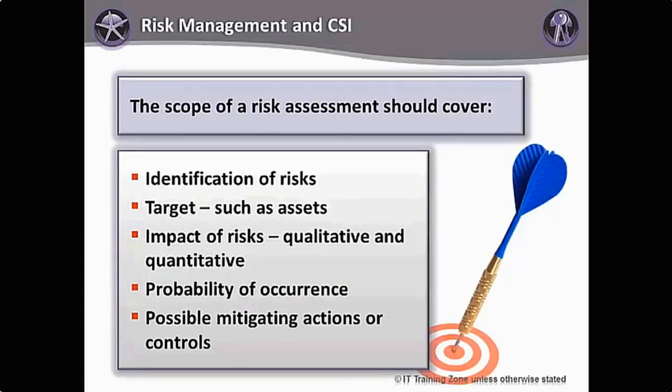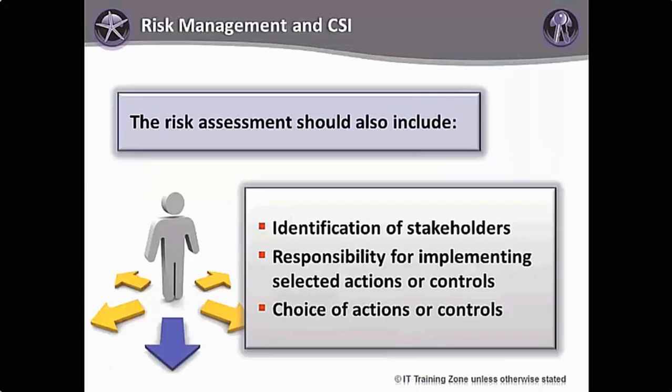The scope of a risk assessment should cover identification of risks, including threats and vulnerabilities, target, such as the assets under threat, impact of risks, from a qualitative and quantitative perspective, probability of occurrence, and possible mitigating actions or controls. It should also include identification of stakeholders who are accountable for the risk and responsible for selecting an appropriate action, responsibility for implementing selected actions or controls, choice of actions or controls based on evaluation of impact versus cost of action or control.